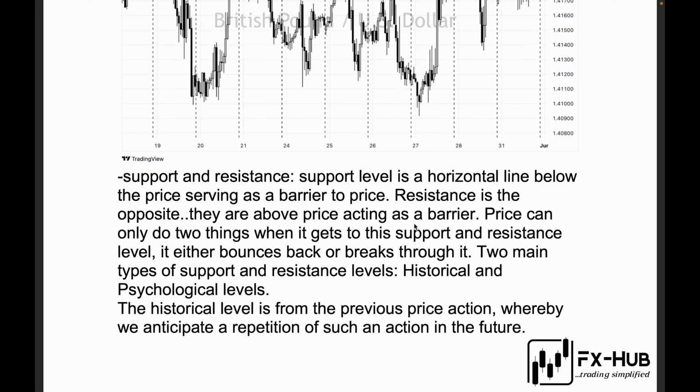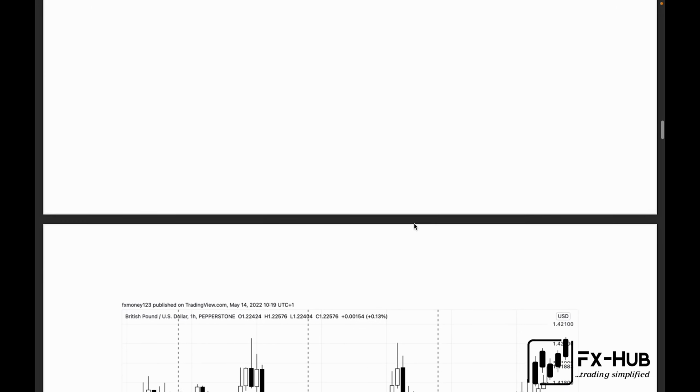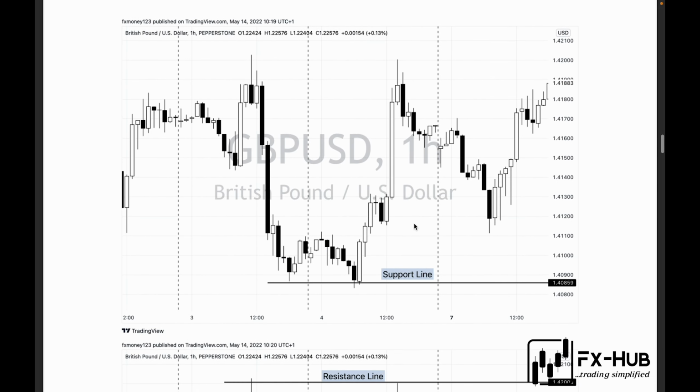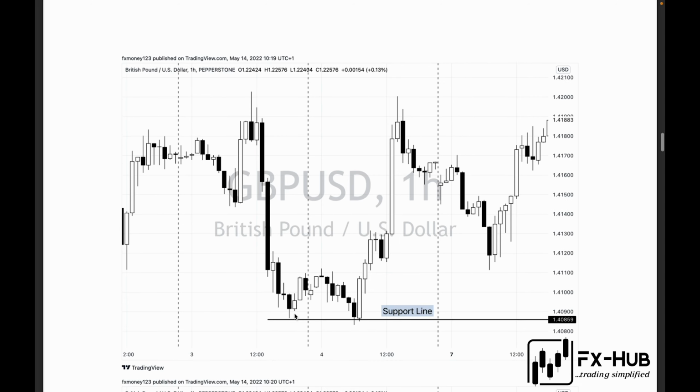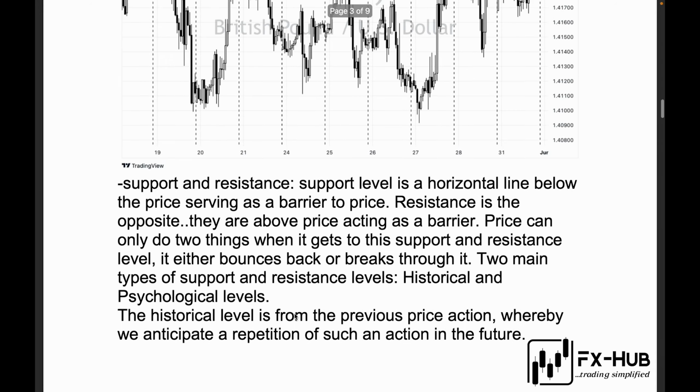So when we're at a historical support and resistance level, one thing we have to do is anticipate a repetition of such an action in the future. I think I have an image to show for it here. Okay, this is nice. This is a support line, as we said. It's below price and it acts as a barrier to price moving downwards. In other words, price reacts from it.